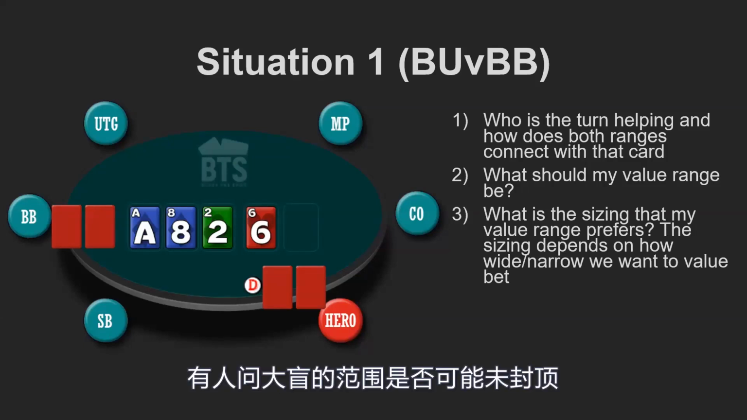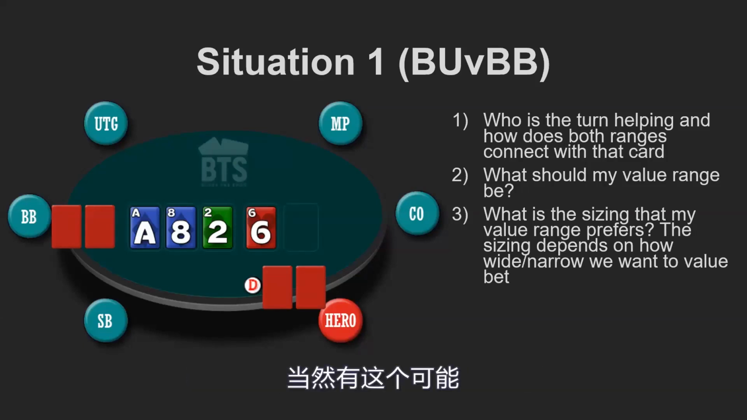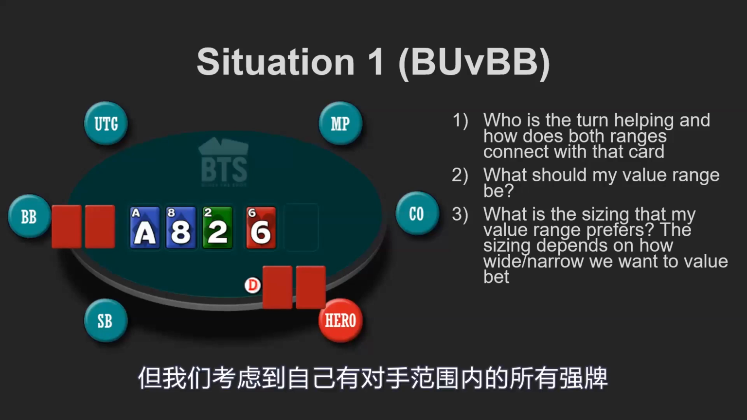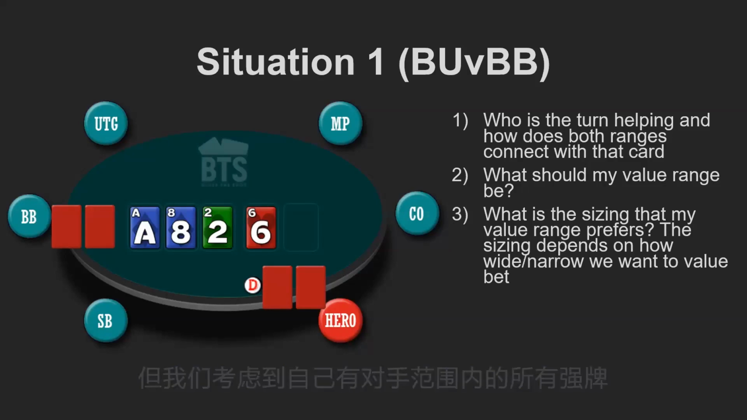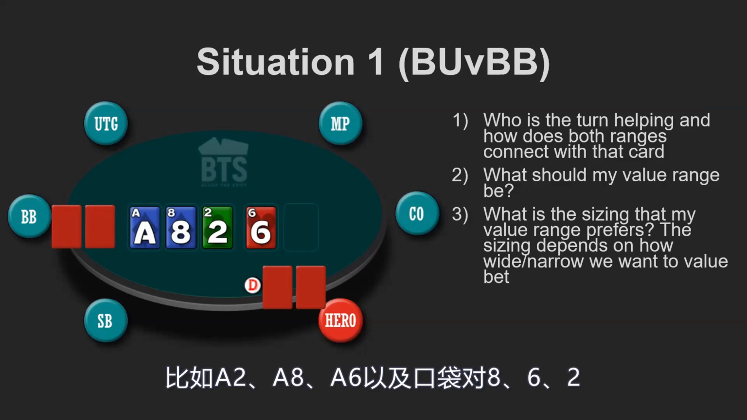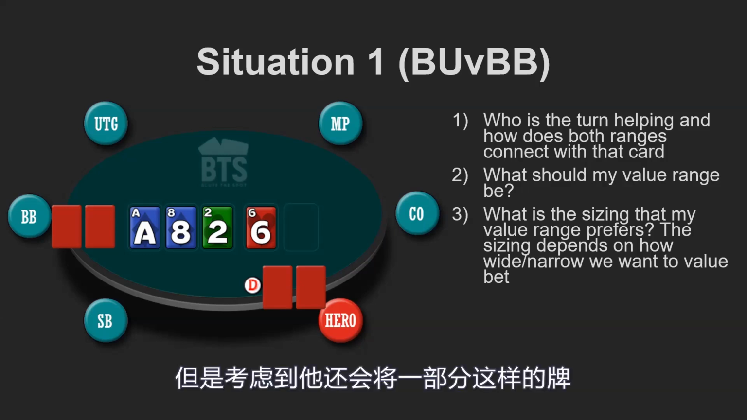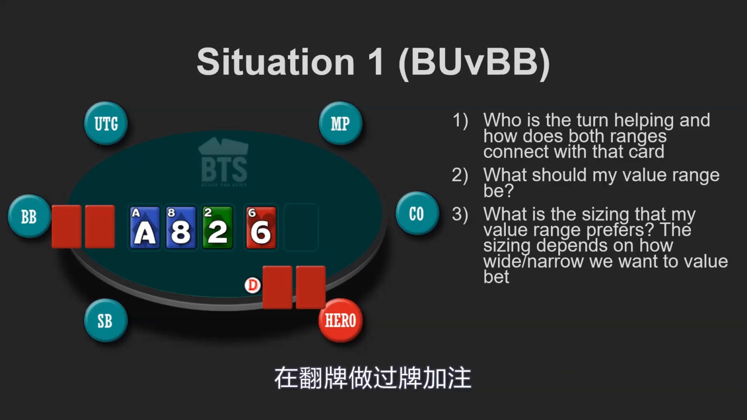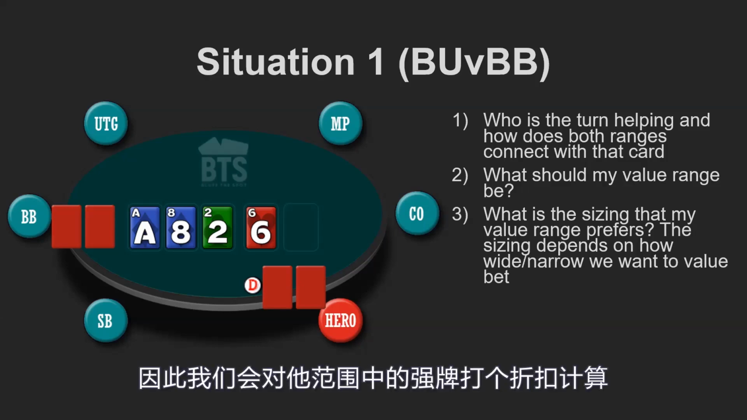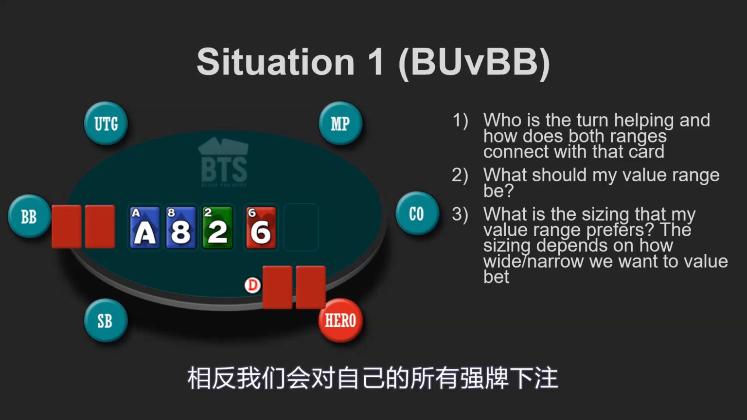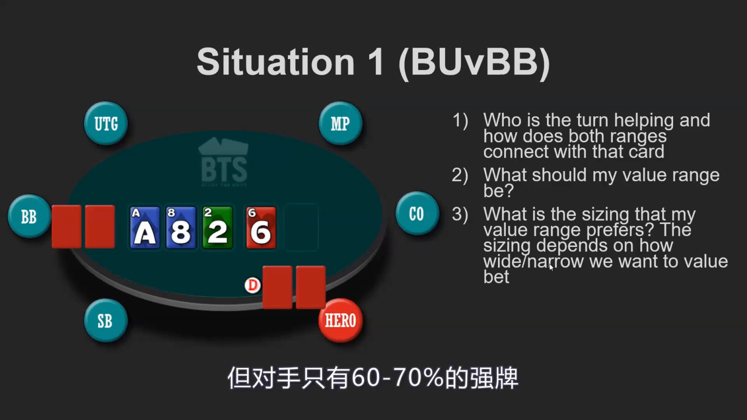Young guy is saying, is out of position still on cap though? I mean, yes, but we have all the strong hands that he has. We have the ace deuce, ace 8, pocket deuce. We have pocket sixes. We have ace 6 suited. So maybe he's still uncapped, but he's going to be raising some strong hands on the flop as well. So we can discount some really strong hands that he can have, but we are actually betting all of our strong hands on the flop. So we get to the turn with every strong hand, but he's going to get there with maybe, I don't know, 60, 70%.